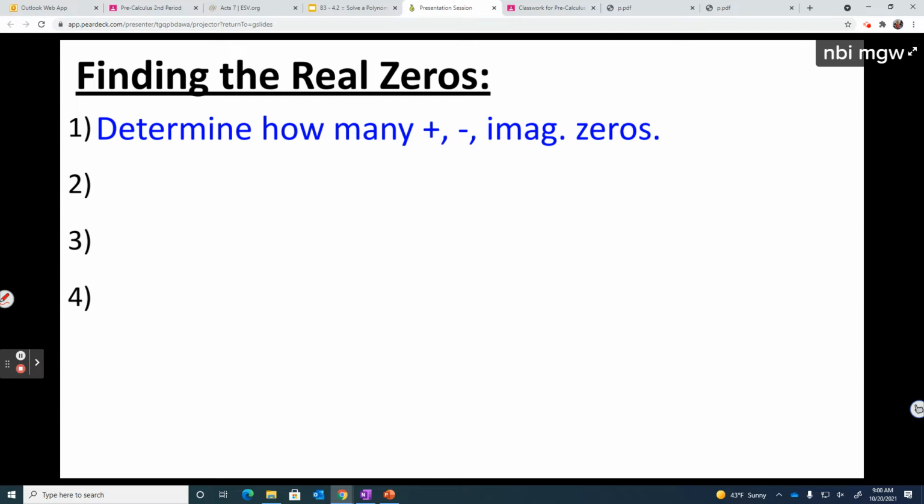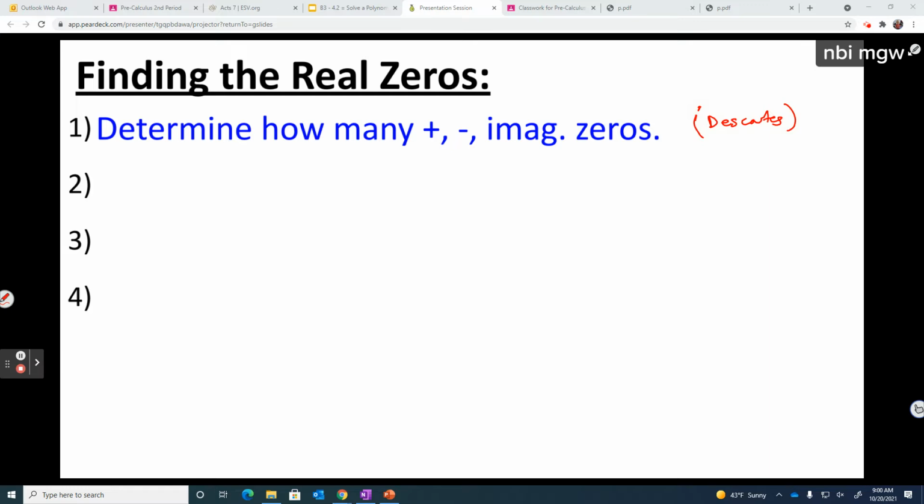So this was forgotten. This is the Descartes rule of signs. So we need to know that. That's from Monday. Descartes rule of signs. Remember that's where we're looking for the sign changes.